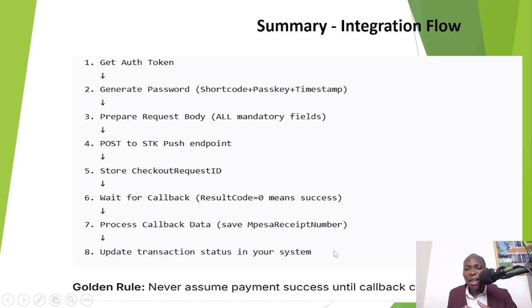Golden rule: never assume payment success until the callback confirms. Even if the customer tells you that they entered the correct PIN, the payment went through, and they received the M-PESA message, never ever assume the payment was successful until the callback comes back. Remember, as a business, the primary way of knowing that a transaction went through is through the callback.